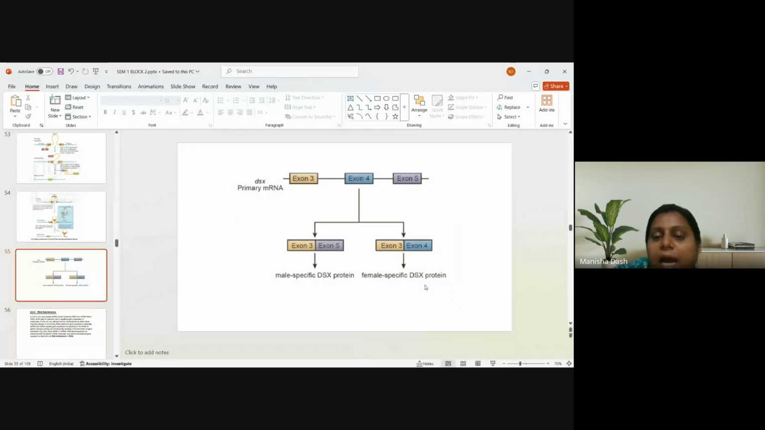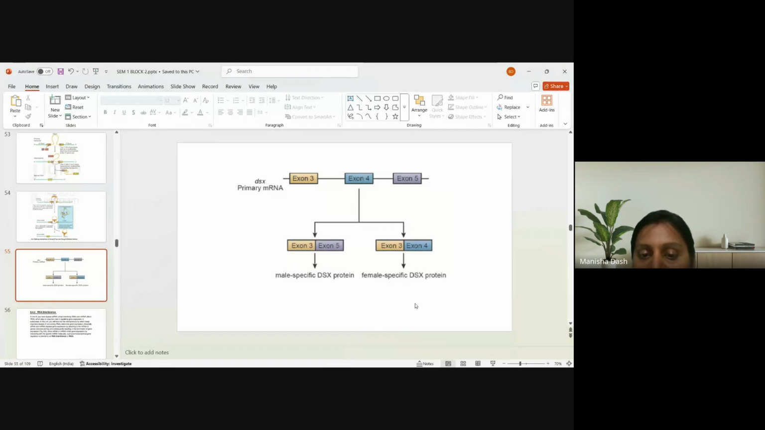So this is highly essential to form different polymorphic forms of the protein. The gene is the same. What is this gene? The gene is DSX. This is actually the sex determining gene in Drosophila. Whether the Drosophila will develop into a male or a female is controlled by the alternative splicing of this DSX gene.